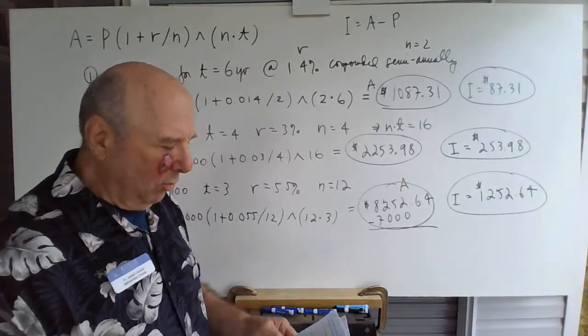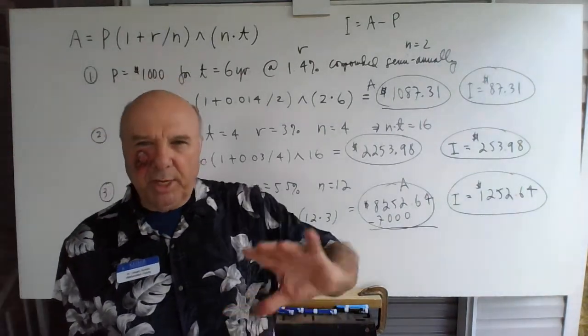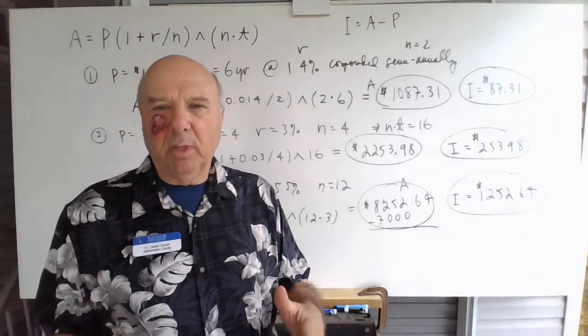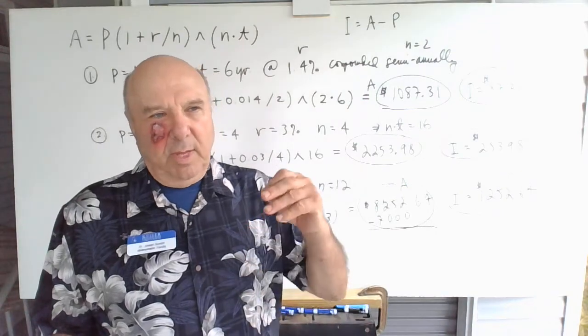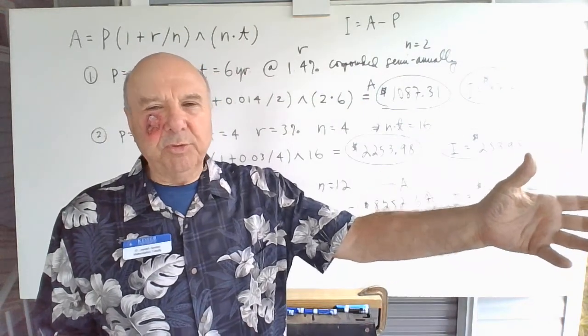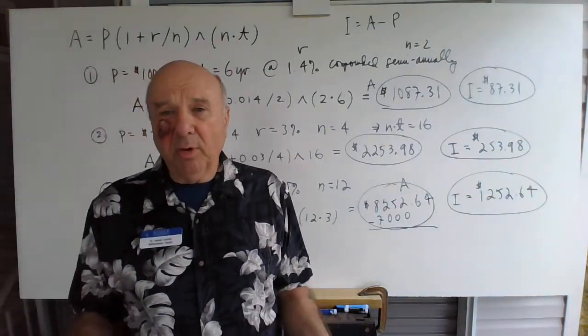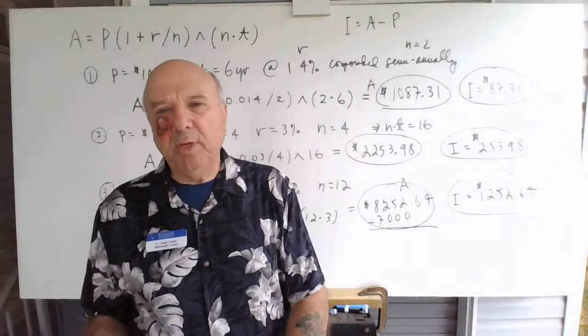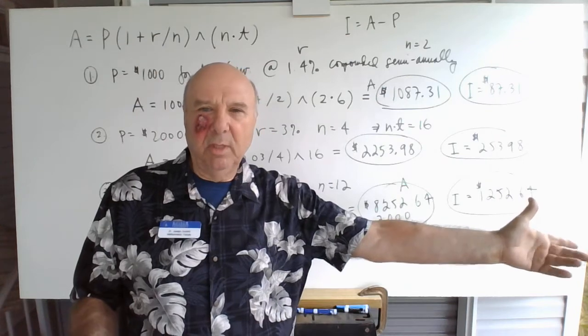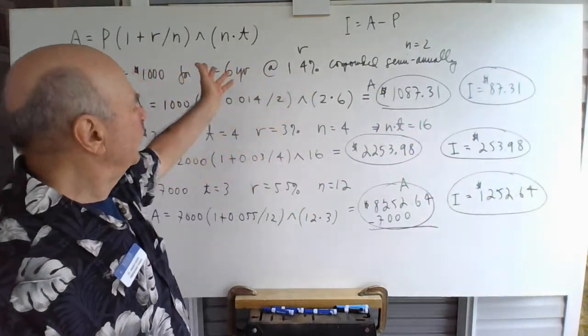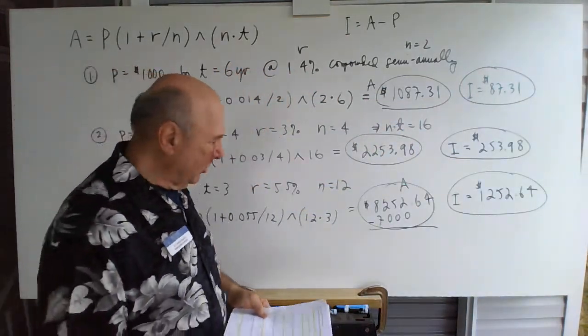All right, so what we're going to do now is change it up. Suppose that I want to set a future value based on time and rate and the number of compoundings, and I want to know, what do I have to have today to reach that accumulation? So we take the same formula and we just slightly tweak it. Let me show you.